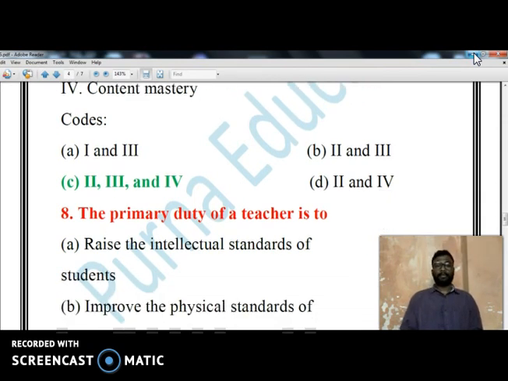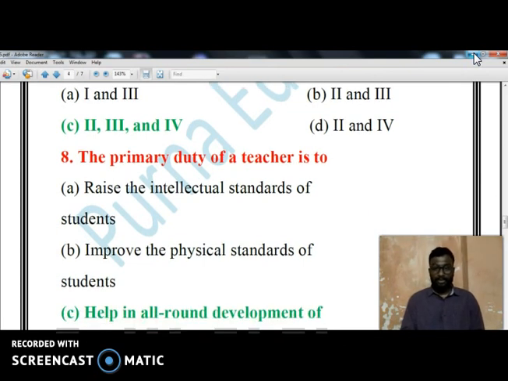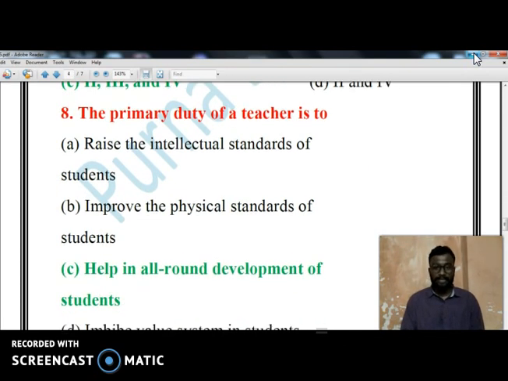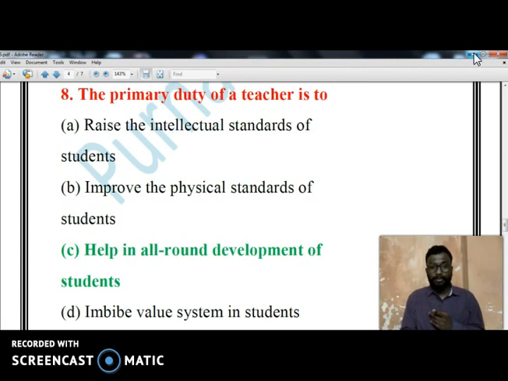The primary duty of the teacher. The primary duty of the teacher is to raise the intellectual standards of the students, improve the physical standards of students, help in all-round development of students, imbibe value in students. Yes, option C. The primary duty of the teacher is to help in all-round development of the students.